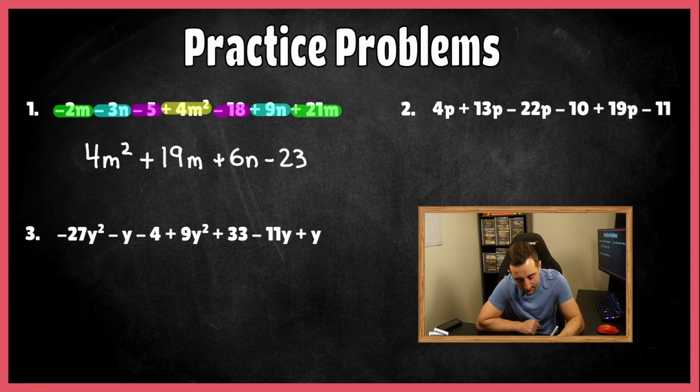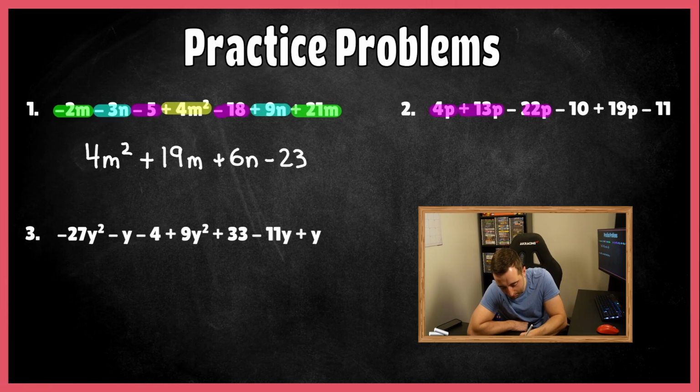So again, let's start by highlighting our like terms. So it looks like we have a bunch that have the variable of p. So we have 4p plus 13p minus 22p plus 19p, and then we have two constants all by themselves. So a minus 10 and a minus 11, and then we can combine our like terms.